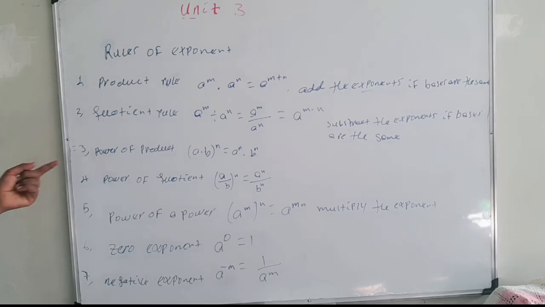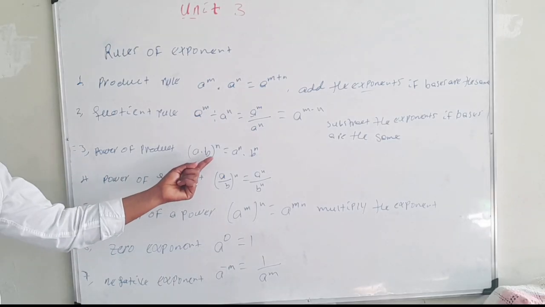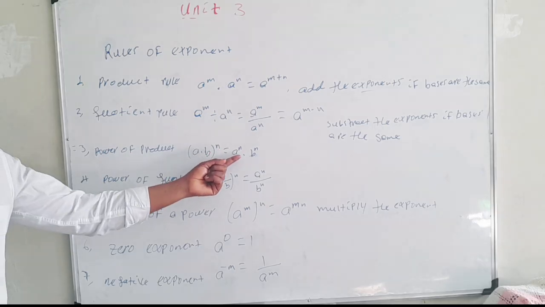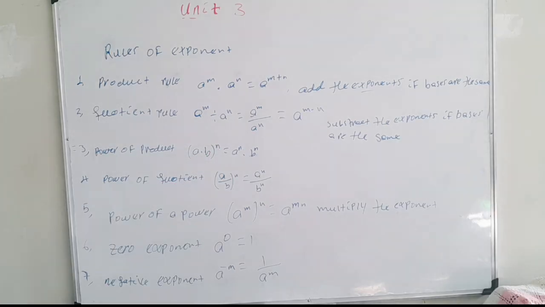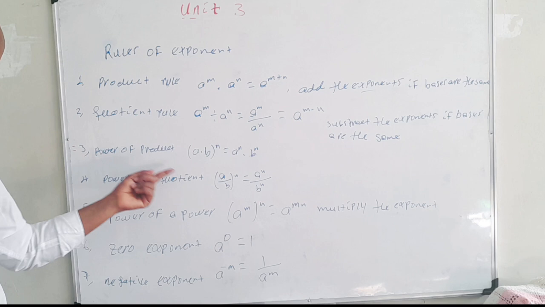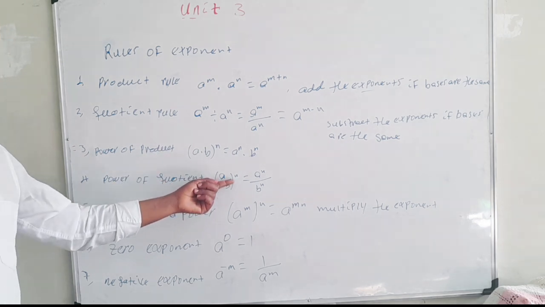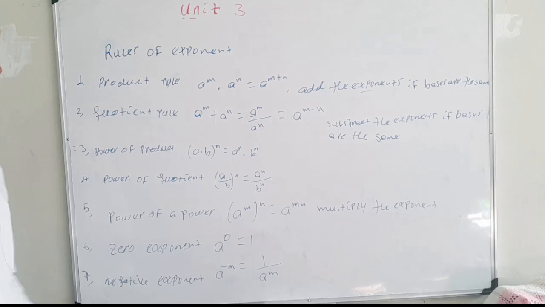And the third one is power of product. a times b to the power of n equals a to the power of n times b to the power of n. The fourth one is power of quotient. a over b to the power of n equals a to the power of n over b to the power of n.